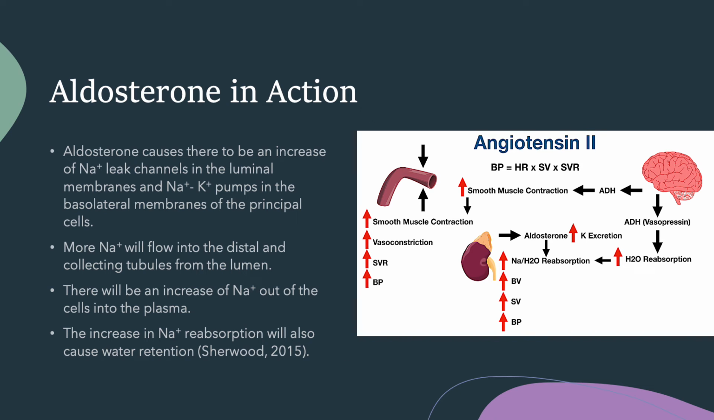Aldosterone in action. So aldosterone causes there to be an increase of sodium leak channels in the luminal membranes and the sodium-potassium pumps in the basolateral membranes of the principal cells. As that happens, more sodium will flow into the distal and collecting tubules from the lumen. There will be an increase of sodium out of the cells into the plasma. And the increase in sodium reabsorption will also cause water retention. So at the end of it all, arterial blood pressure will end up increasing.